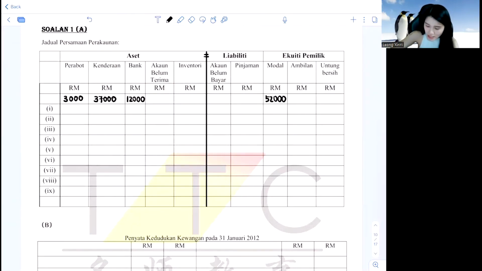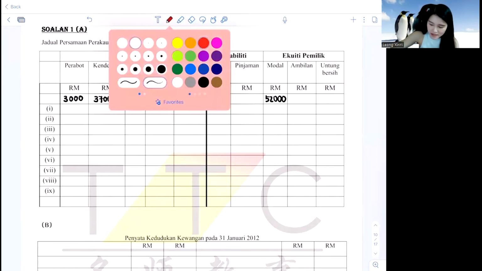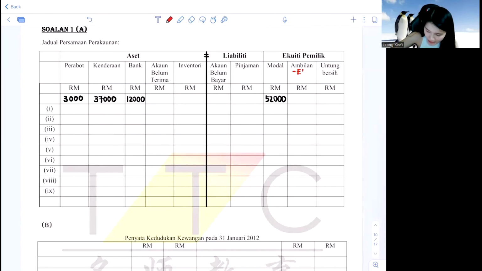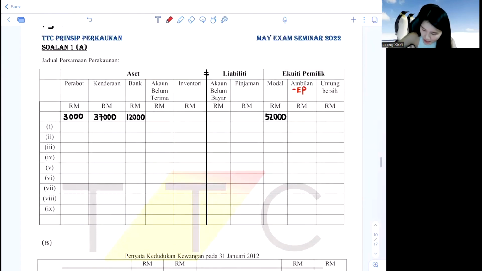Now you see, for this question, they did give you ambilan, they did give you untung per se. Just a slight reminder that ambilan is our negative EP, but you are not allowed to put any brackets within the column, even until the end. But as you calculate, you will press negative for it, yeah? Okay, so when to use untung per se, you will put in hasil plus, belanja minus.